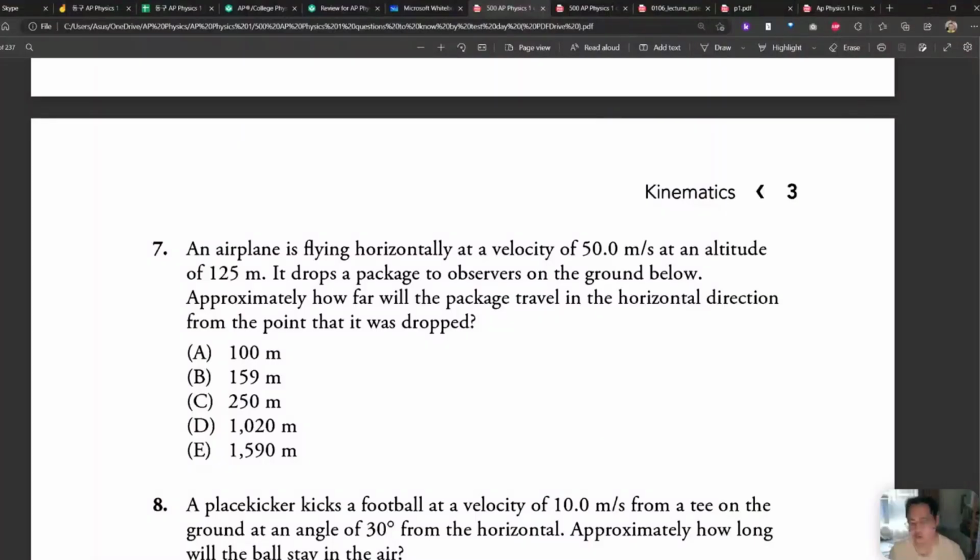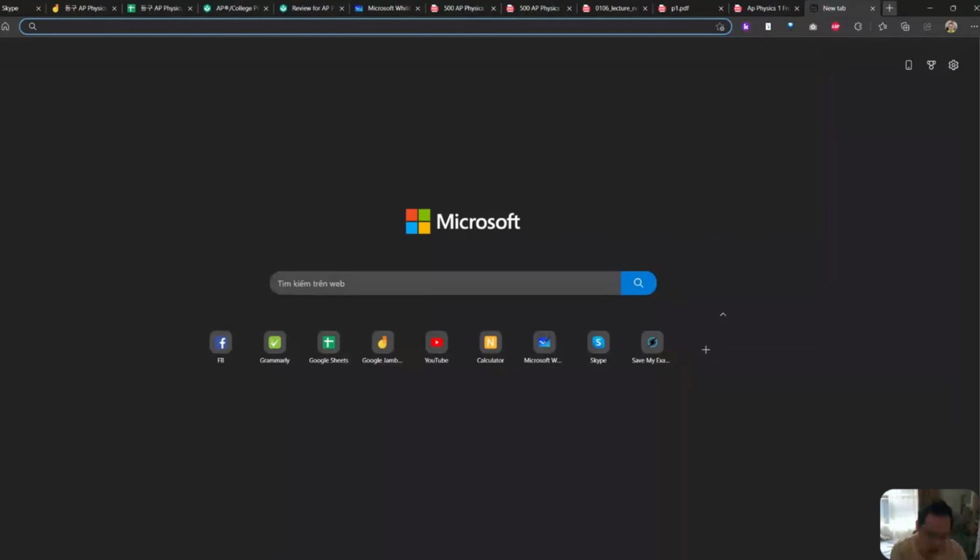An airplane is flying horizontally at a velocity of 50 meters per second at an altitude of 125 meters. It drops a package to an observer on the ground below. Approximately how far will the package travel in the horizontal direction from the point that it was dropped? Let's illustrate that with a photo.